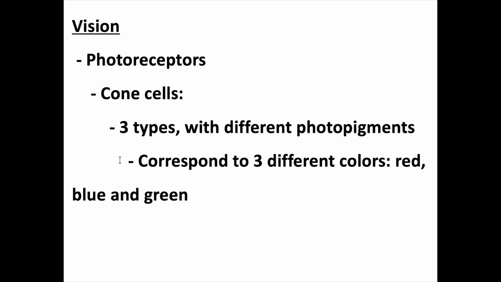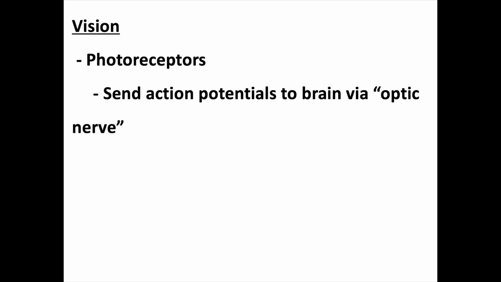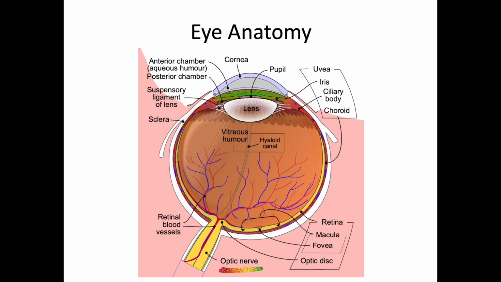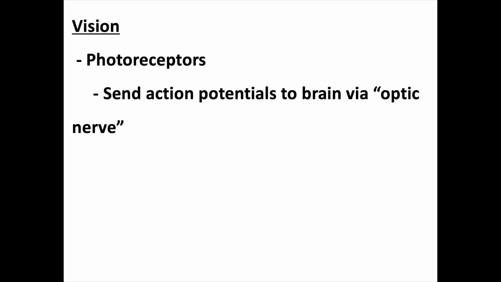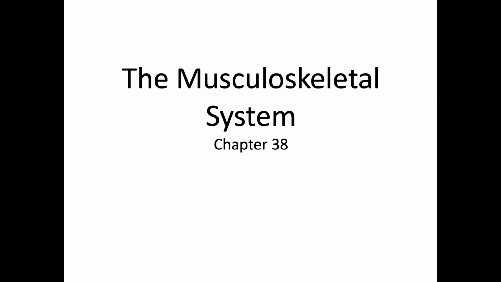So anyway, rod cells and cone cells both are the types of photoreceptors here. And again, when they're stimulated, they send their action potentials to the brain via the optic nerve, and then the brain interprets what these signals mean. Okay, this brings us to the end of our sensory systems chapter, but again, this was kind of a short one, so I want to move on to the next chapter, which is the musculoskeletal system.